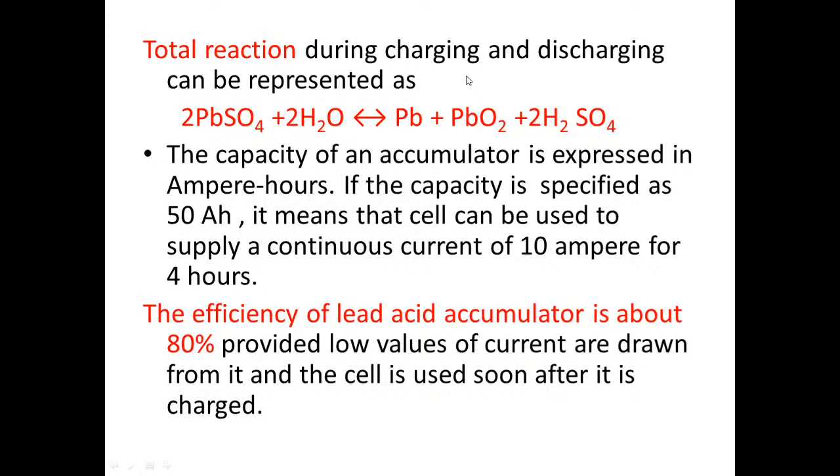The product of current and hours will tell you the capacity of the accumulator. So if it is 100 Ah, then you can draw 10 ampere current for 10 hours or 1 ampere current for 100 hours. In this way we specify the capacity of an accumulator. The efficiency of a lead acid accumulator is about 80%, provided low values of current are drawn from it and the cell is used soon after it is charged.